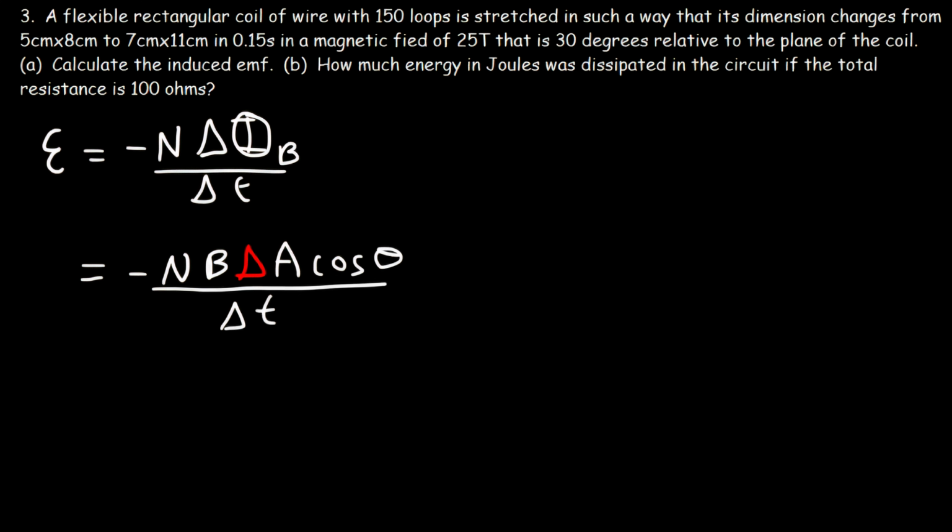Now let's talk about cosine theta. So let's say this is the rectangular coil of wire, and this is the normal line, and this line is parallel to the plane of the coil, and here is the magnetic field.